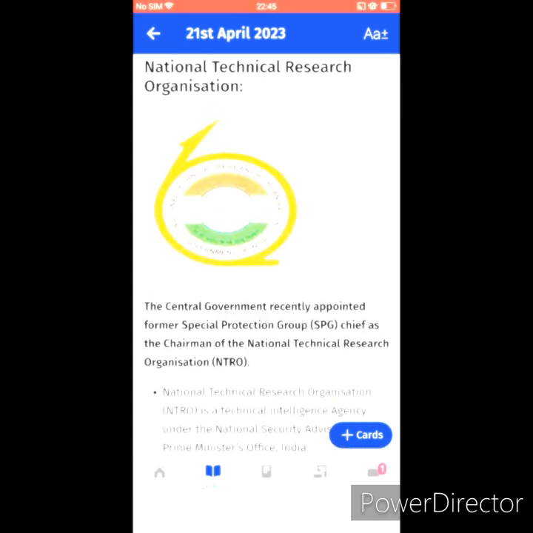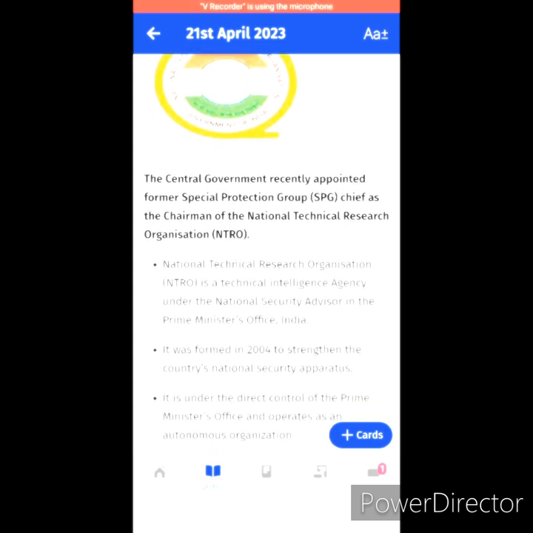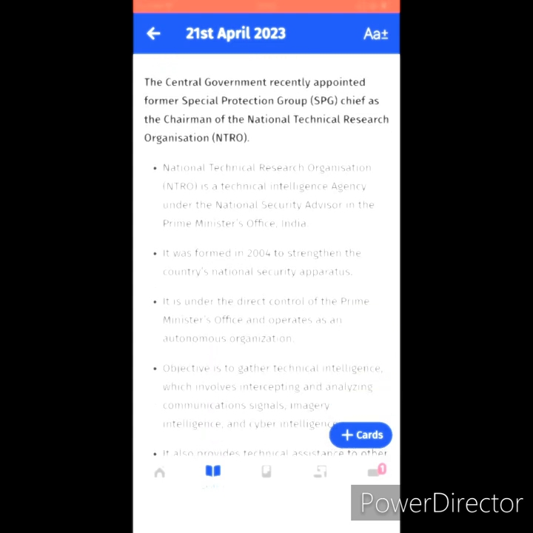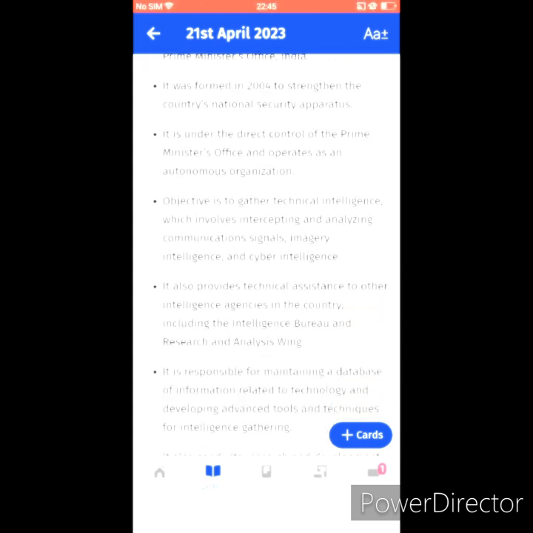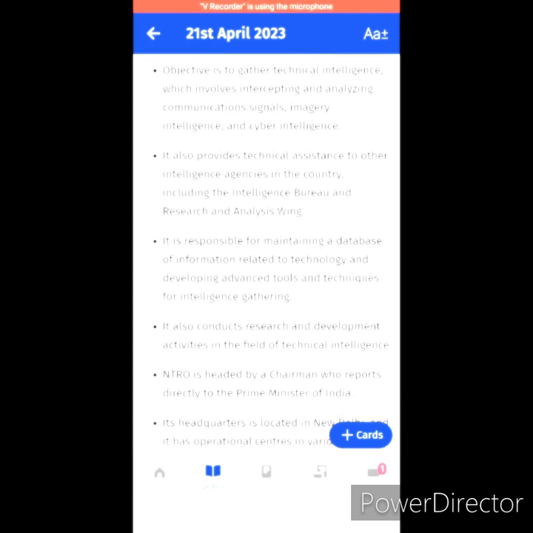National Technical Research Organization, the very next report. The central government recently appointed former Special Protection Group chief as the chairman of National Technical Research Organization. National Technical Research Organization is a technical intelligence agency under the National Security Advisor in the Prime Minister's Office, India. It was formed in 2004 to strengthen the country's national security apparatus. It is under the direct control of the Prime Minister's Office and operates as an autonomous organization.